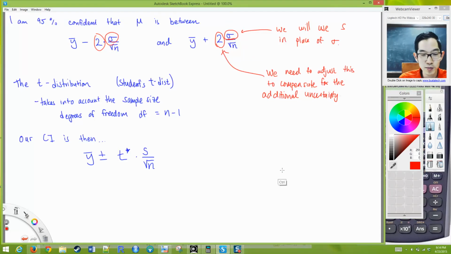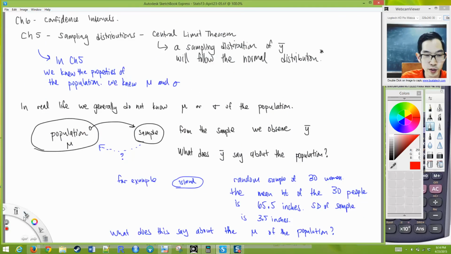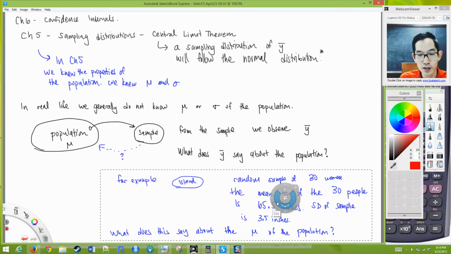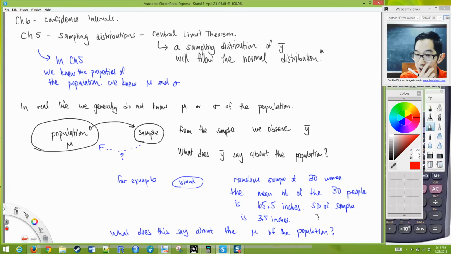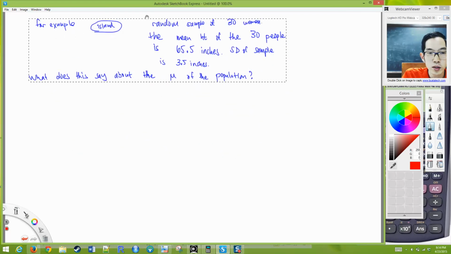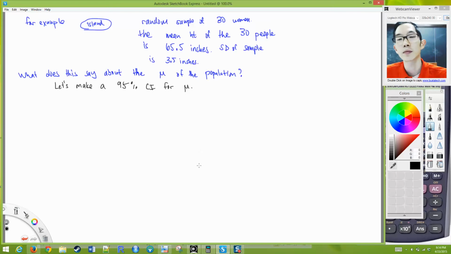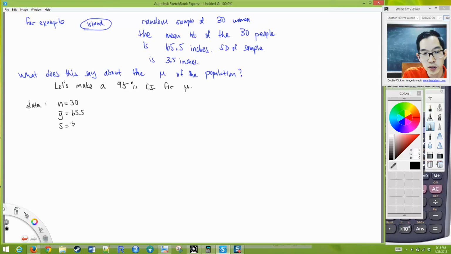All right, so let's take a look at our example that we started off with. For example, we took a random sample of 30 women from our newly discovered island nation. The mean height of these 30 women was 65.5, and the standard deviation is 3.5. What does this say about mu of the population? So what we want to do is make a 95% confidence interval for mu. Our data is that n is equal to 30, y bar is equal to 65.5, and s is equal to 3.5.